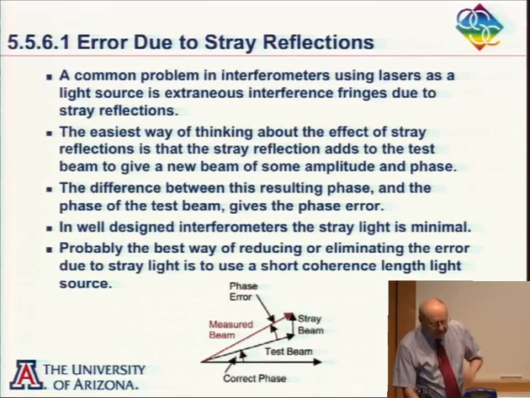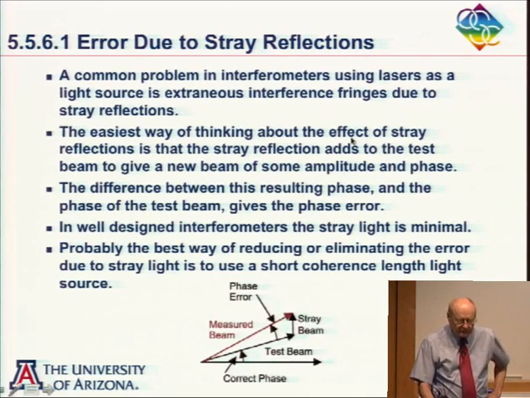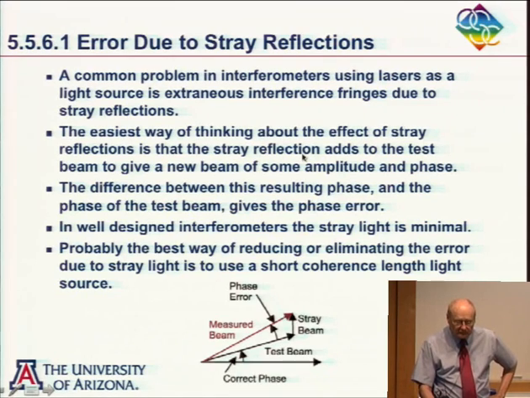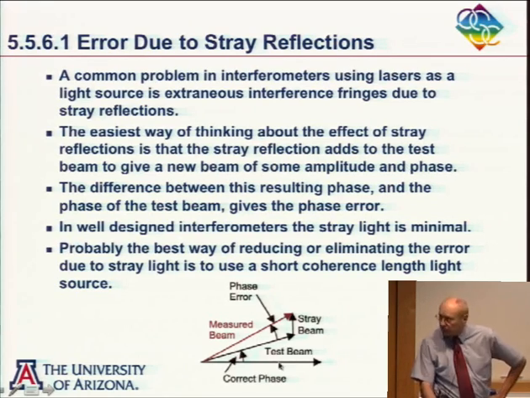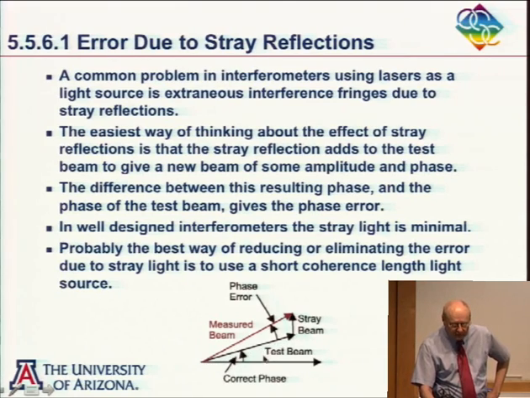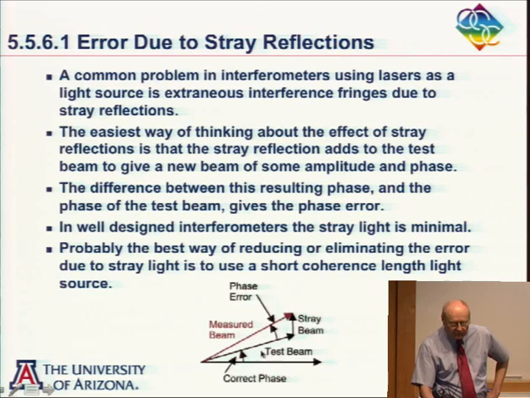But after thinking about it, I say, the easiest way to think about a stray reflection and what it does to you is that the stray reflection adds to the test beam to give a new beam of some amplitude and phase. So, as I show down here in the drawing, let's say this is my test beam. So I represent it as a vector. This is the amplitude of the test beam, and this here is the phase of the test beam.